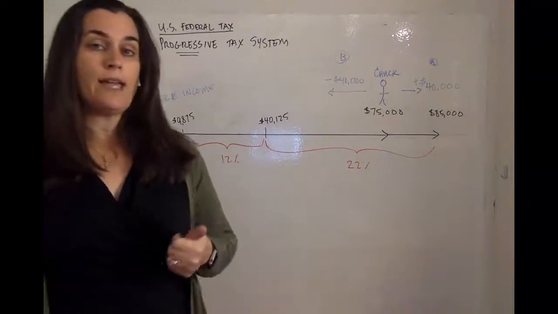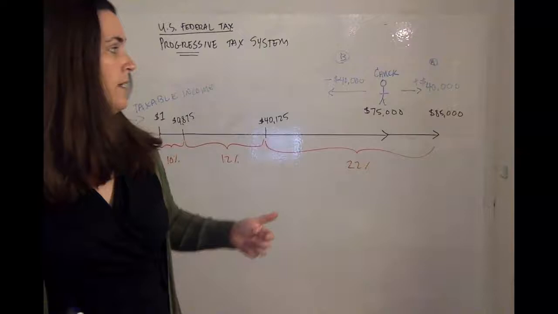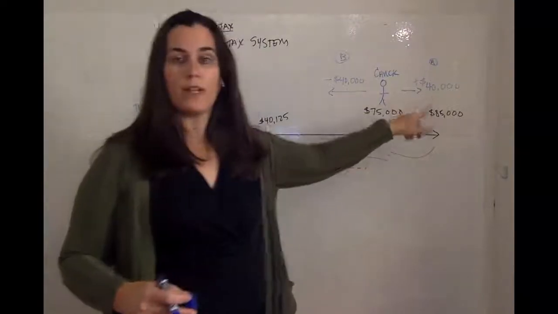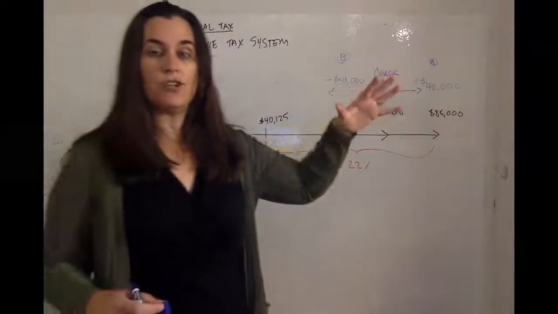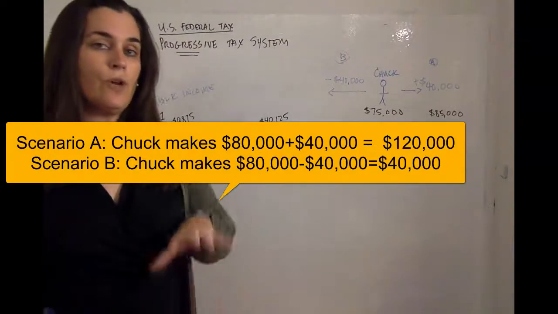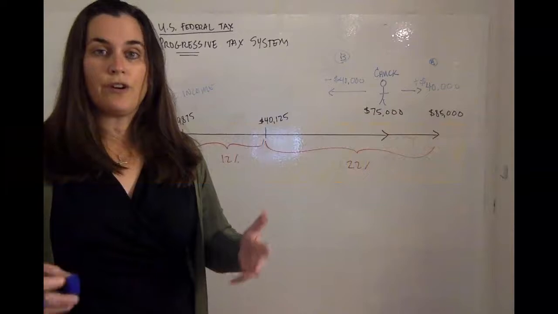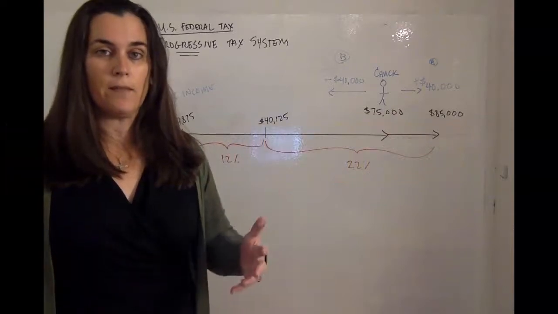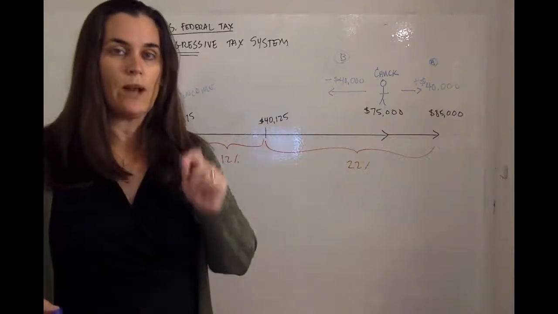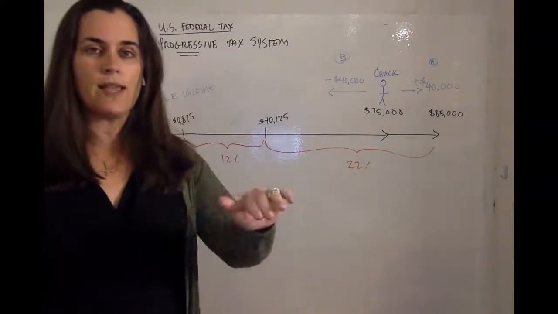Now, we're going to be looking at case A and case B. We can also call it scenario A and scenario B, where Chuck makes more than $40,000 of income, so he earns an additional $40,000, or he has $40,000 of deductions. So alternatives A and B are sort of asking us to consider alternative scenarios for Chuck's taxable income. And that's what we'll do tomorrow in class.